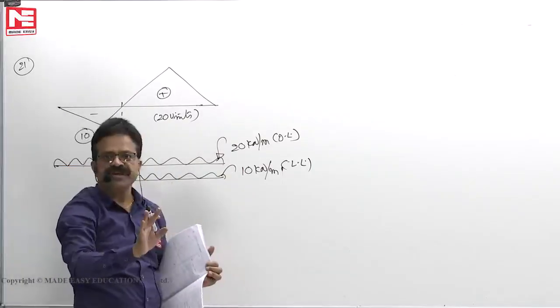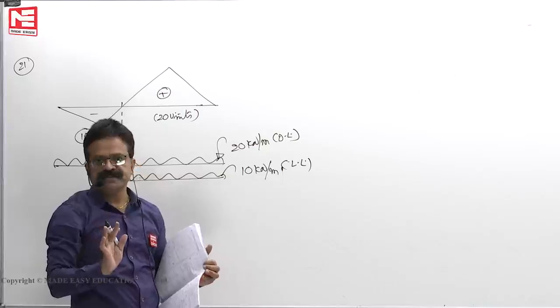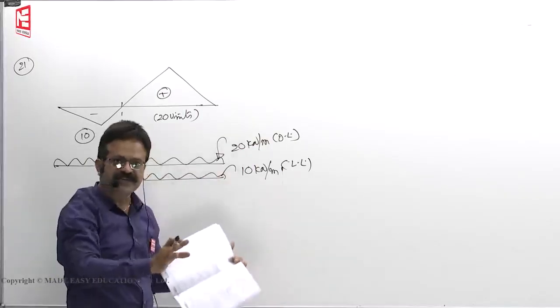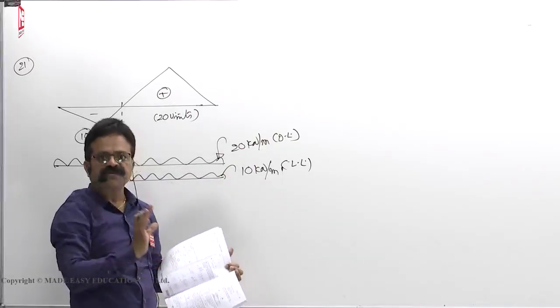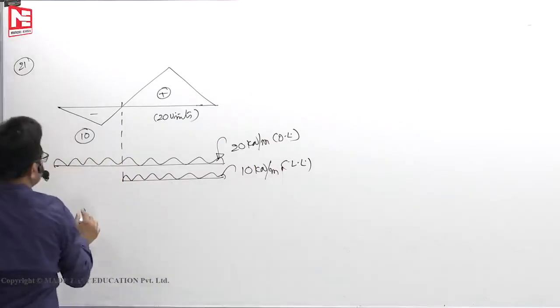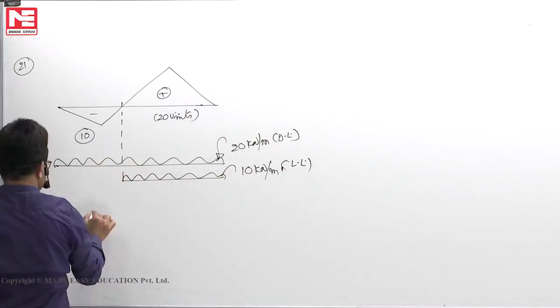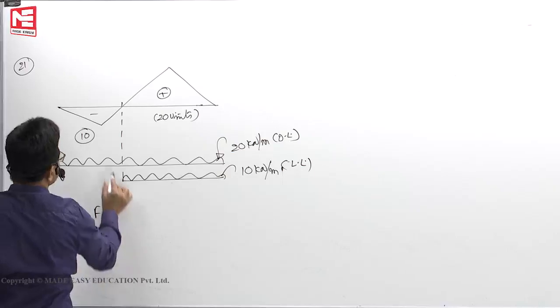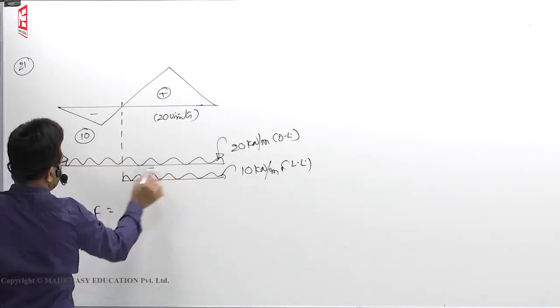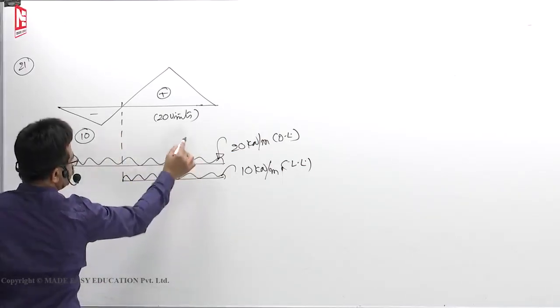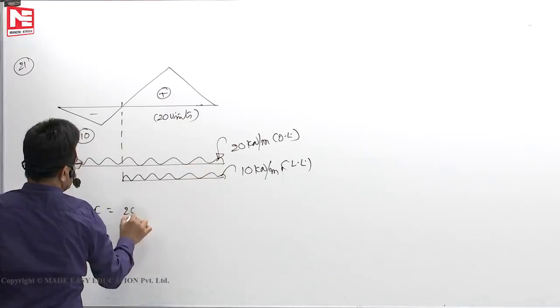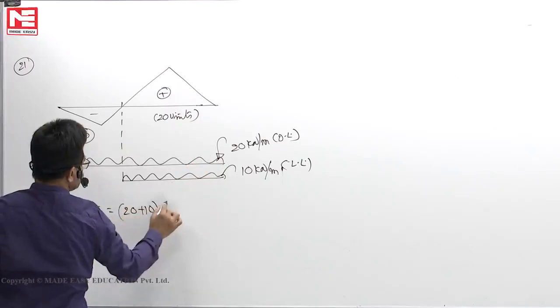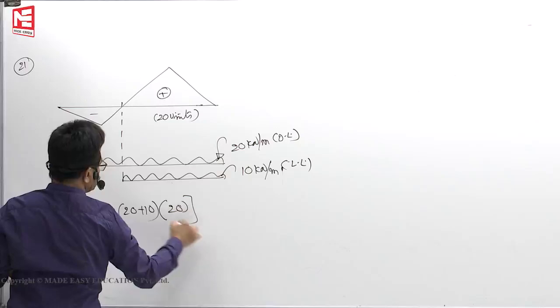Dead load you have no choice. It has to be in full length. Whether we like it or not, dead load will remain there. Only live load you can adjust. So, maximum tensile force in the member. This is dead load plus live load. If I take this one, dead load plus live load, 20 plus 10 into positive area, 20 units.